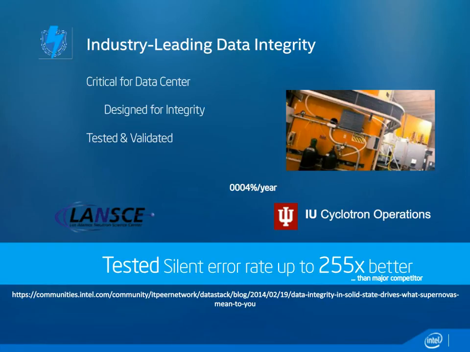Well, we make our flash very resilient to this problem, and we've tested it like nobody else has. And if you go into this particular blog article, you'll note that we've been able to verify that our silent error rate is something like 255 times better than our closest competitor in the industry. Part of the reason we've been able to do this is because we actually test it. And we are, to date, as of my knowledge, that's my little disclaimer, the only company to test for this error. And we know that because there are only 2 places in the world that will do this kind of testing for you, and that's Lance or the IU Cyclotron Operations Center.